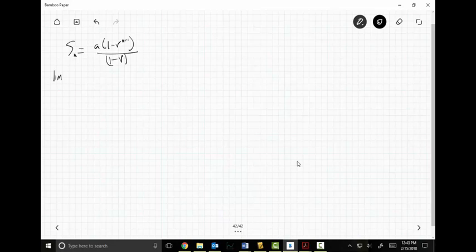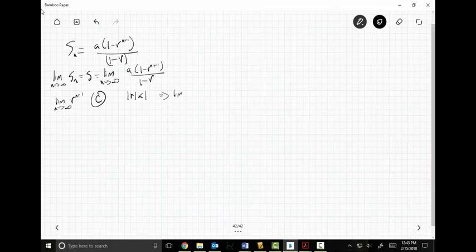However, if it's infinite, remember, if I take the limit as n goes to infinity of s sub n, I get s, which is equal to the limit as n goes to infinity of a times 1 minus r to the n plus 1 over 1 minus r. Now, if you recall from our sequences, the limit as n goes to infinity of r to the n plus 1, it could be r to the n, it doesn't matter, converges for absolute r less than 1, because this limit will equal 0. Else, it diverges.